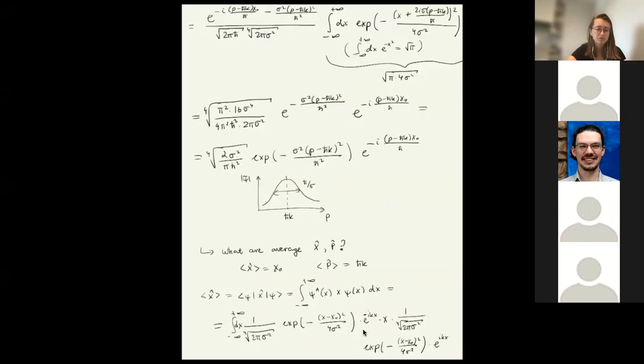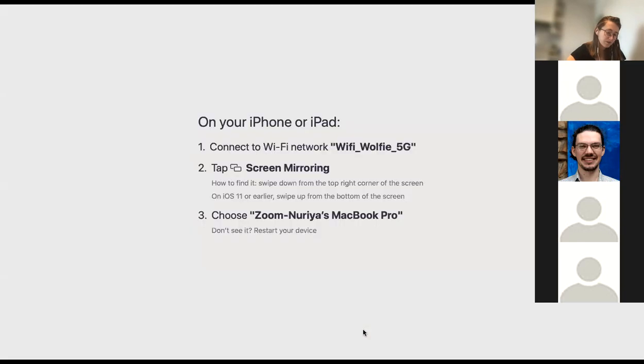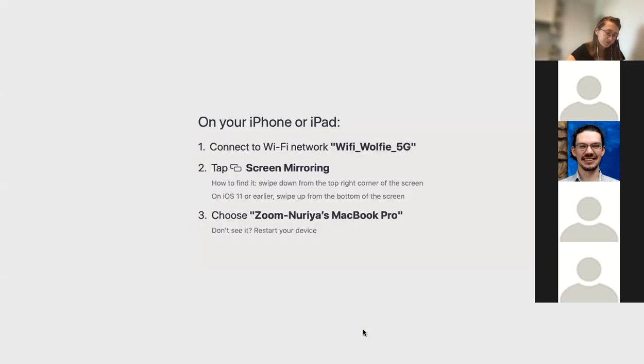So let me continue this on the next page. And let me reshare again.